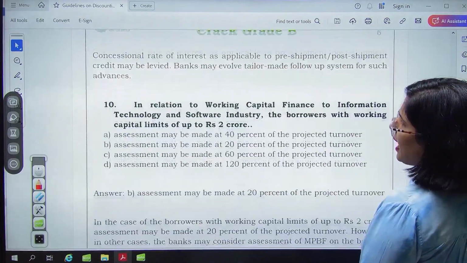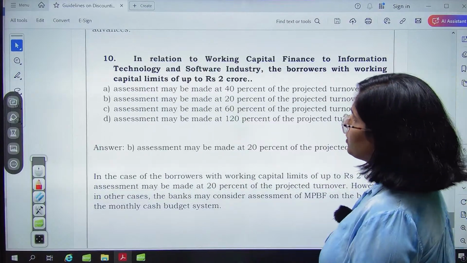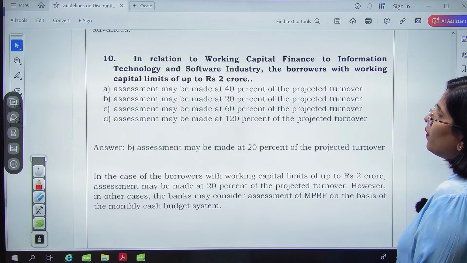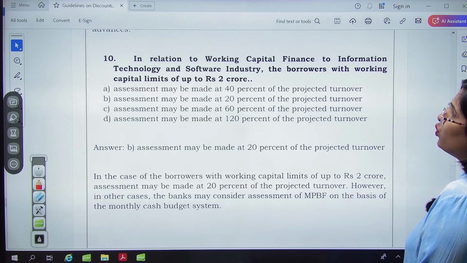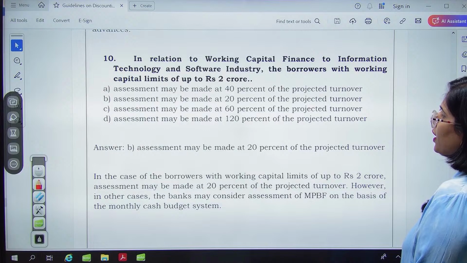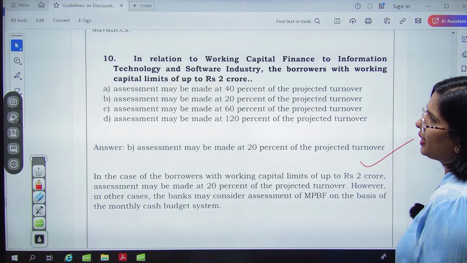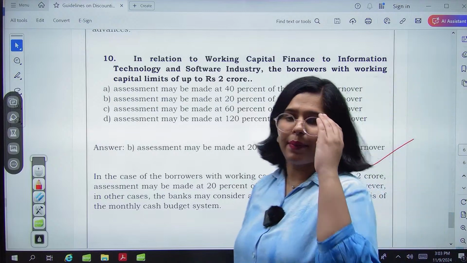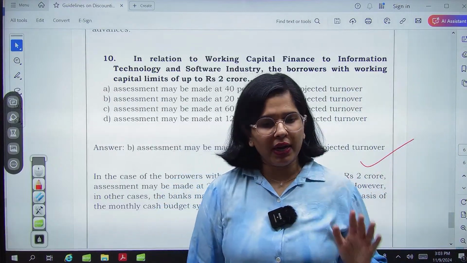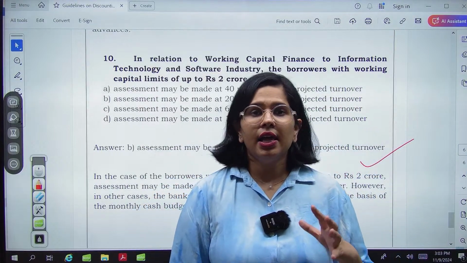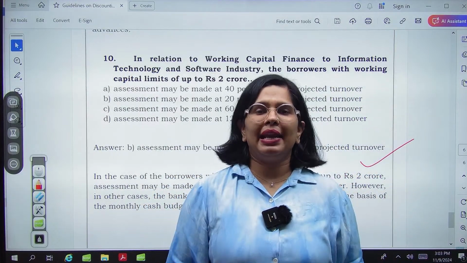And lastly, we have in relation to working capital finance to IT and software industry, the borrowers with working capital limits of up to 2 crores. Assessment is going to be made on what basis? This we have done: 20% of the projected turnover. तो जो भी आपका projected turnover है उसका 20%, and this is something we are going to take as a limit. ठीक है, ये हम आपकी limit लेंगे.